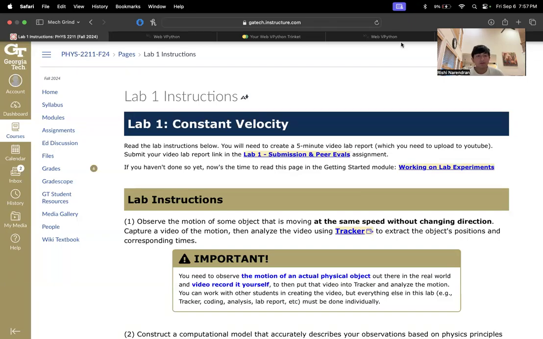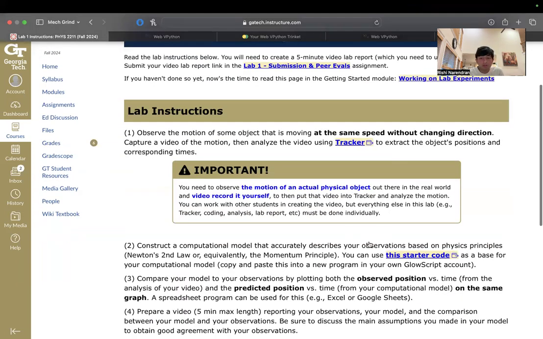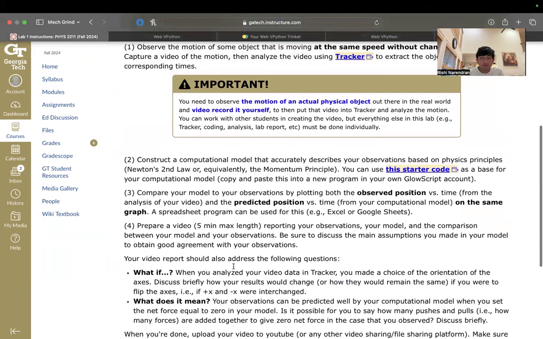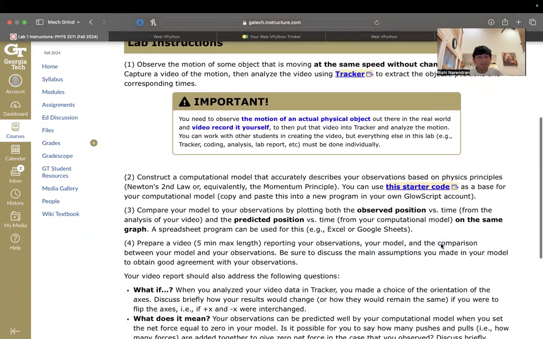Hey guys, so this is my submission for Lab 1, Constant Velocity. I'm going to be going through each of the lab instructions and explaining how I followed them. And in the process, I'm going to be talking about my observations. In the end, I'm going to be answering what if, what does it mean, and I'm also going to be talking about the assumptions I made in my model and some comparisons between my model and my observations. So let's get into it.